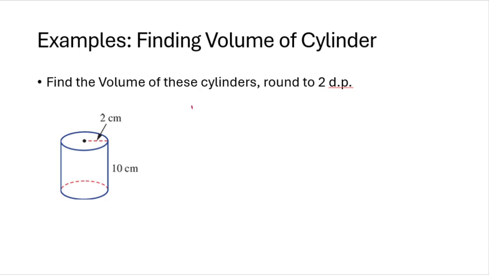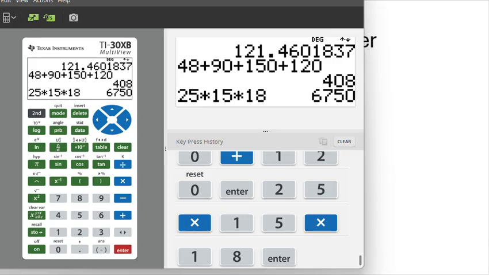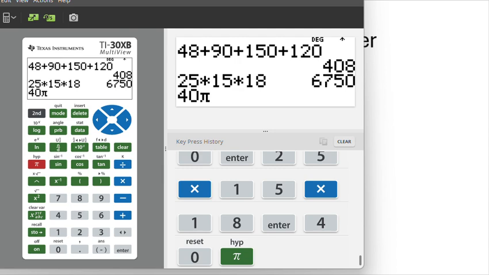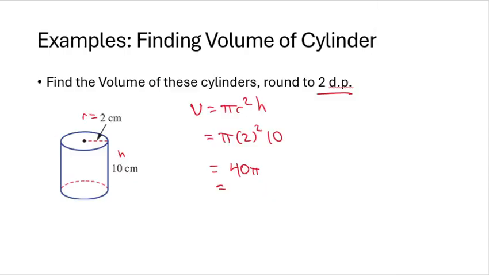Now, in this example, I have a cylinder, round to 2 decimal places. So I'm given the cylinder with the radius being 2, my height being 10. So just start off by writing out the formula, pi times 2 squared times 10. This ends up being 40 pi. And if you type it in your calculator, 40 pi ends up being 125.66 centimeters cubed.